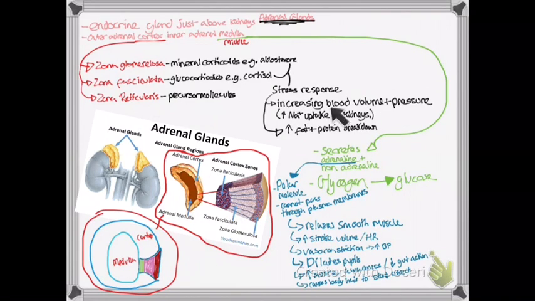More specifically, they increase fat and protein breakdown, and that is mostly done by action of cortisol. So in the metabolism of carbohydrates, in stressful or low blood glucose situations, cortisol is released to stimulate production of glucose from stored compounds in the liver. Okay, whereas aldosterone has a higher effect on this first bit here, the increase in blood volume and pressure.